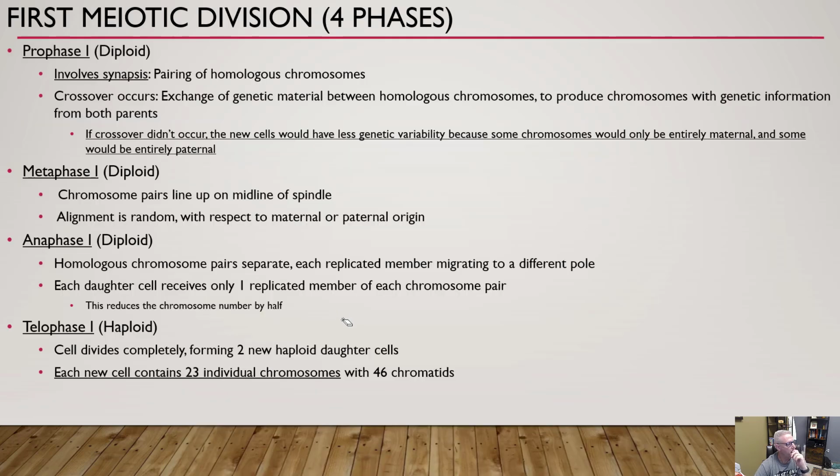I guess I could put my numbers back up here. So at the beginning of our first meiotic division, meiosis 1, we have 46 chromosomes and 92 chromatids. And remember, we are diploid, and here we are haploid. So haploid would be 23 and 46.